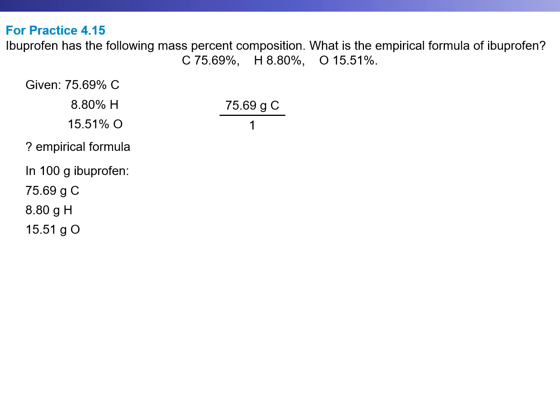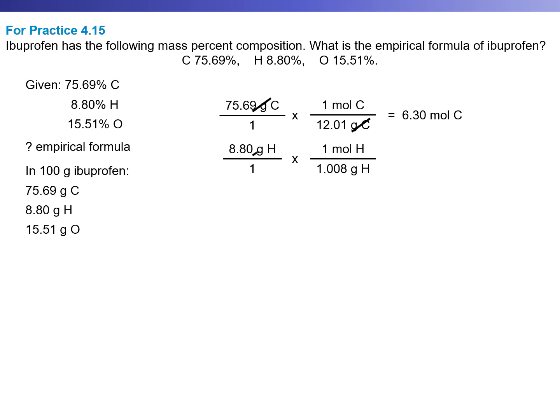So we're going to take our 75.69 grams of carbon and multiply it by its molar mass inverted. Because remember, we're getting rid of grams and moving into moles. So we multiply by 1 mole of carbon over 12.01 grams of carbon, get rid of our repeating terms, and it's going to give us 6.3 moles of carbon. We're going to do the same thing for hydrogen and its molar mass. Get rid of repeating terms, do the math, and we get 8.73 moles of hydrogen.